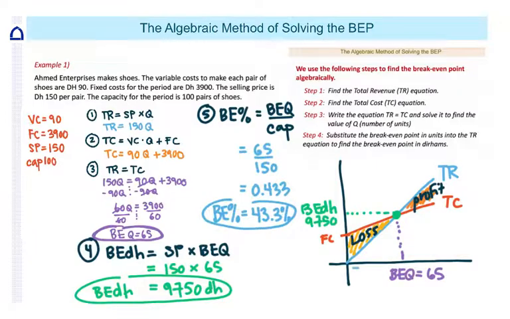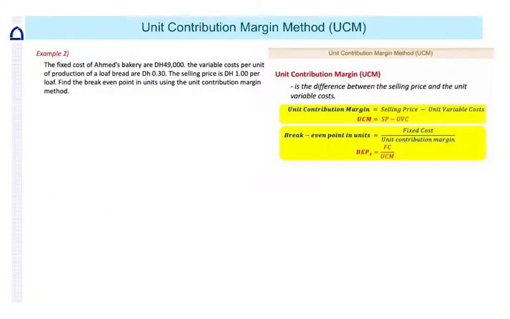That means looking along this axis, the capacity was 150. If we sell 43% of our stuff, then we will break even, or Ahmed's company will break even. Okay, now many of us don't like algebra, so I'm going to show you another method, the UCM, Unit Contribution Margin Method. I just call it the margin method for short.